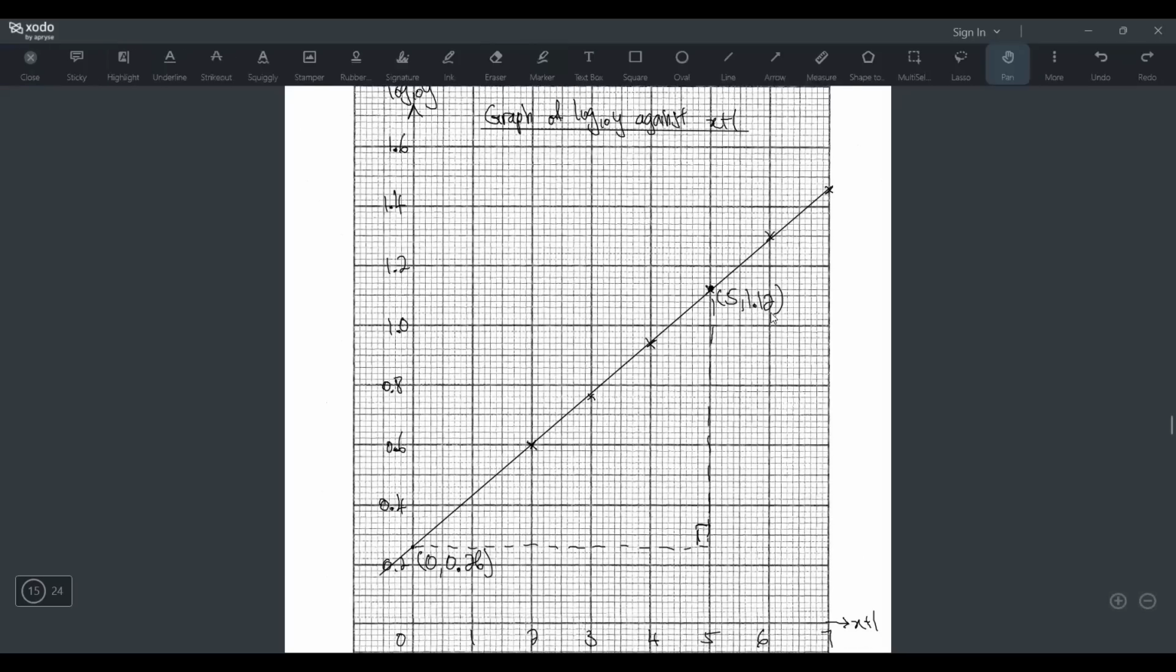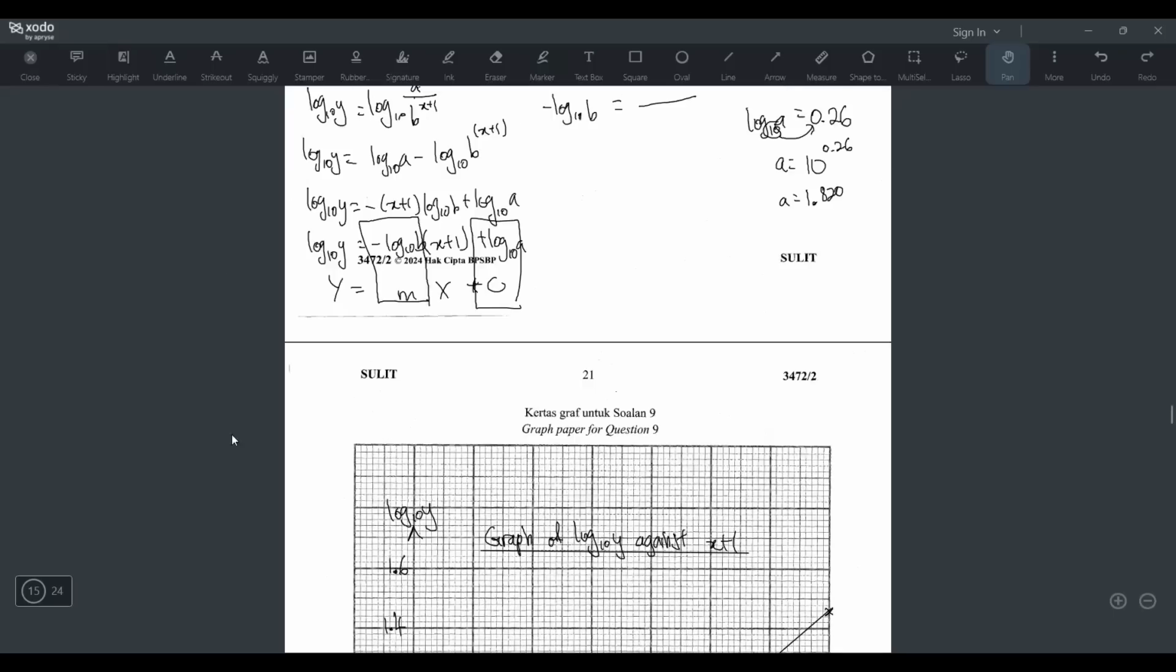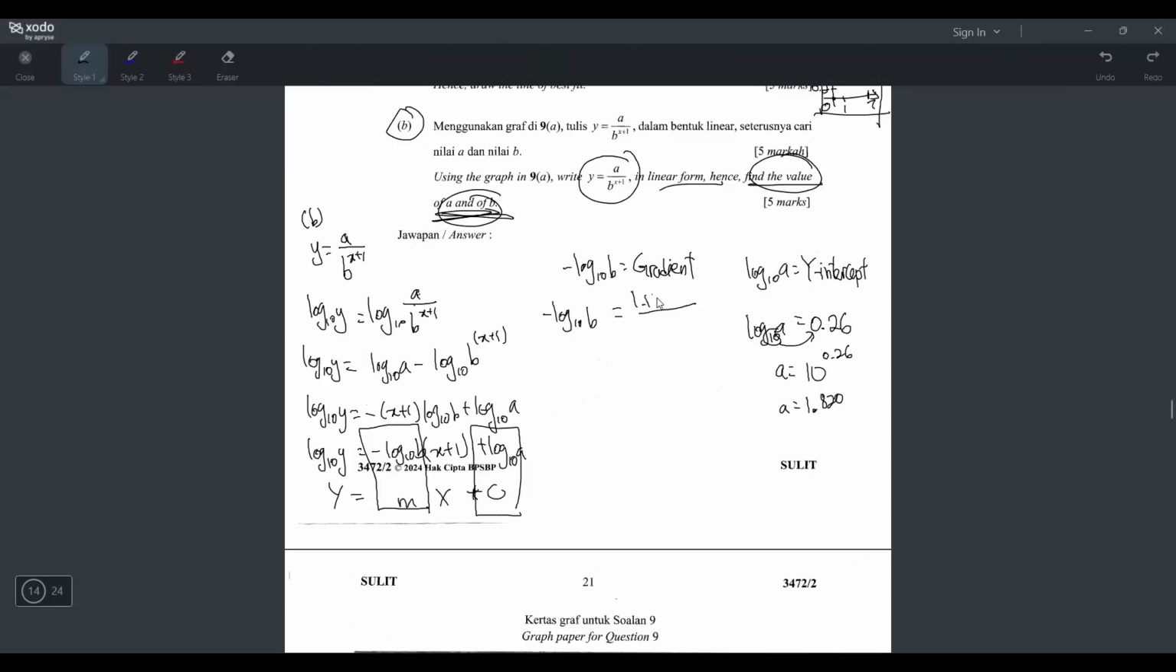So how to find it? Y coordinate minus y coordinate, divided by x coordinate minus x coordinate. So 1.12 minus 0.26, divided by 5 minus 0. So let's press the calculator. 1.12 minus 0.26, answer divide 5. Okay, my calculator gives me 0.172.